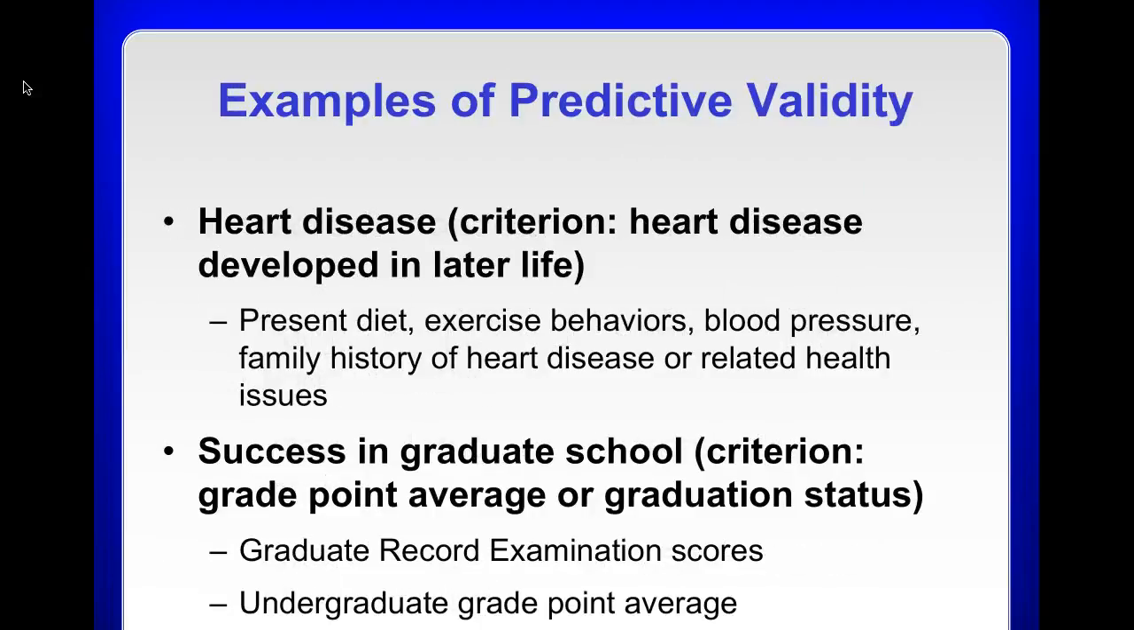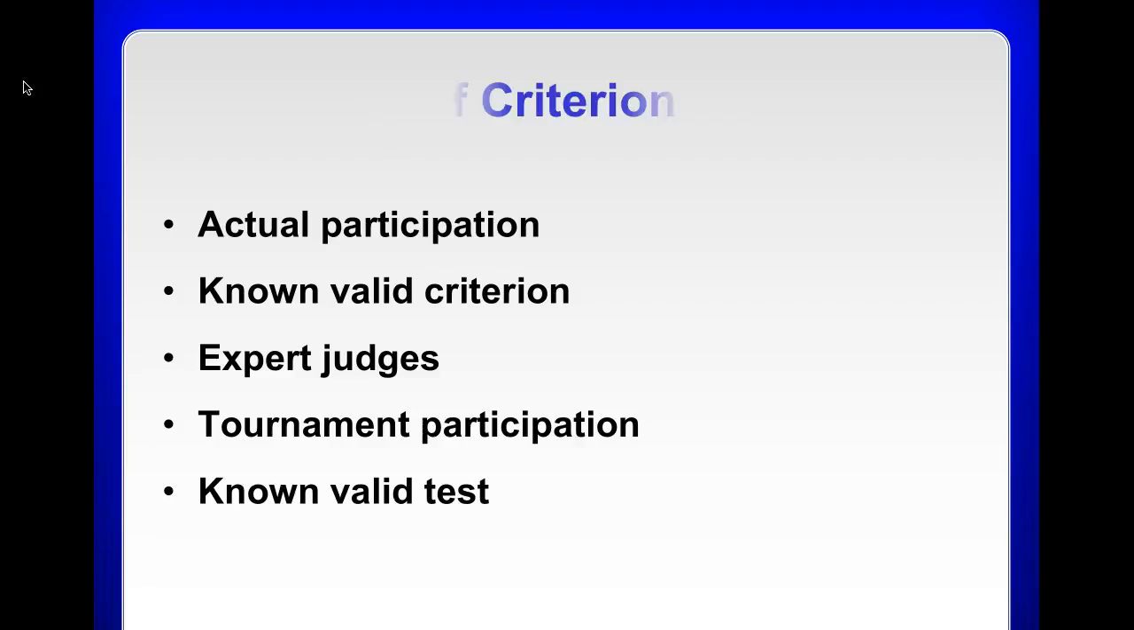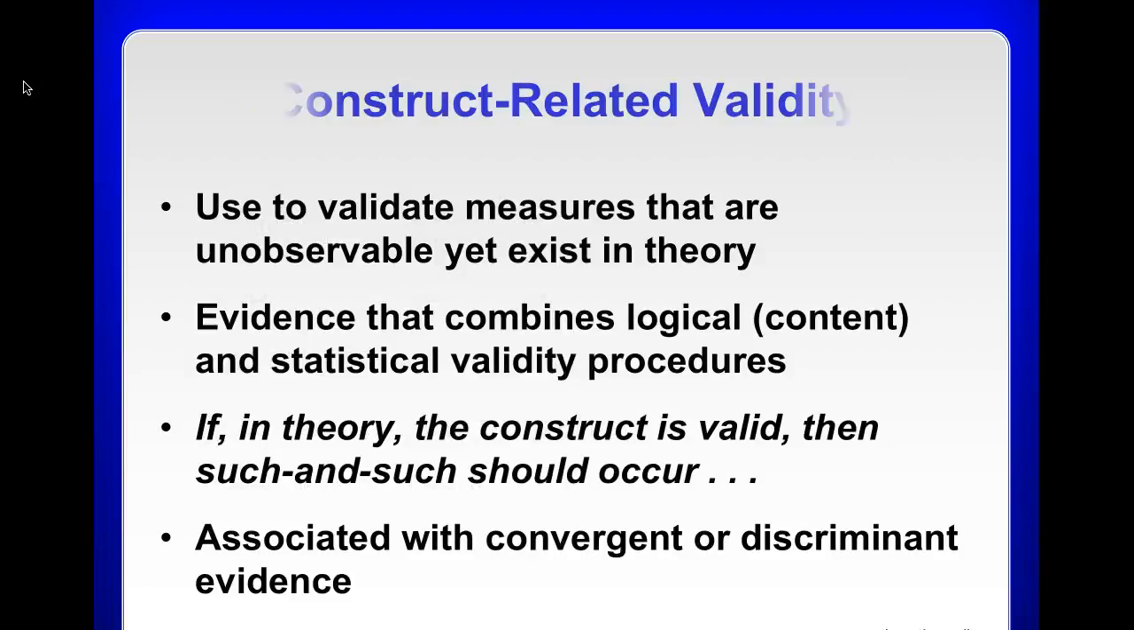Predictive validity, heart disease is a good example here: present diet, exercise behaviors, blood pressure, family history. And then we look at success in graduate school: Graduate Record Examination, undergraduate grade point average. So we're predicting the outcome, possibly, of that student. Sources of a criterion measure: actual participation, known valid criterion, expert judges, known valid test.